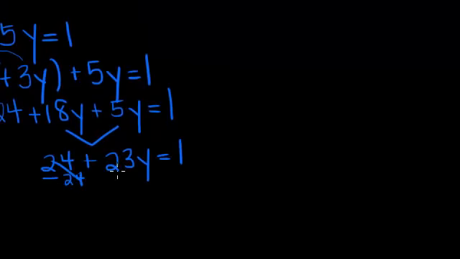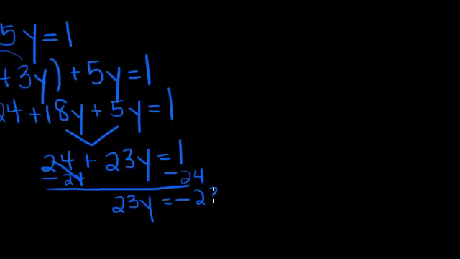Then I will subtract 24 from both sides. This will give me 23y equals negative 23. And when I divide by 23, I succeed in isolating and solving for y. This gives me y equals negative 1.